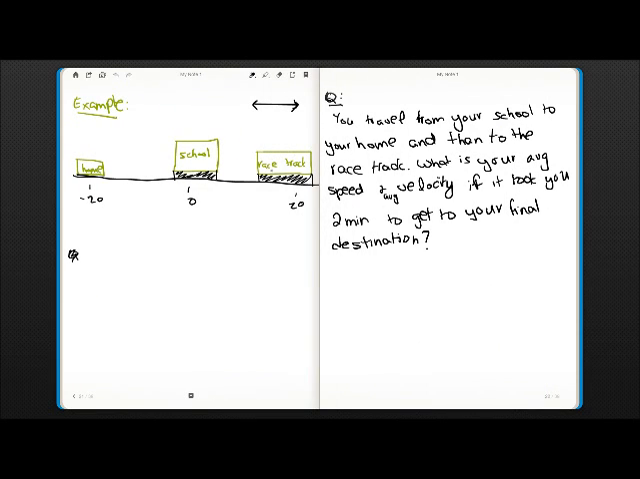So here's an example. You traveled from your school to your home and then to the racetrack. What is your average speed and your average velocity if it took you 2 minutes to get to your final destination? Before I do that, let's just convert 2 minutes into seconds. That'll be 2 times 60, which gives us 120 seconds.